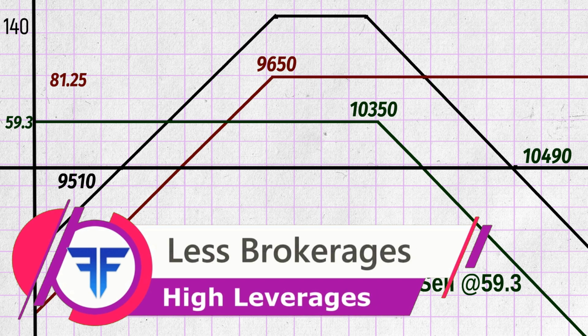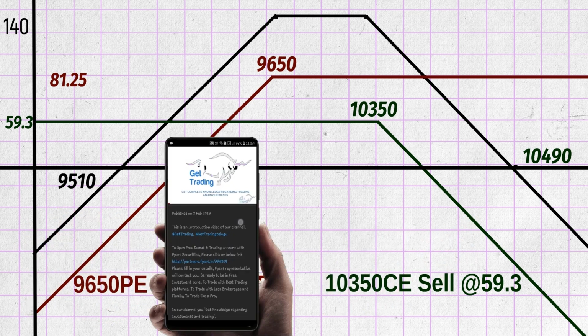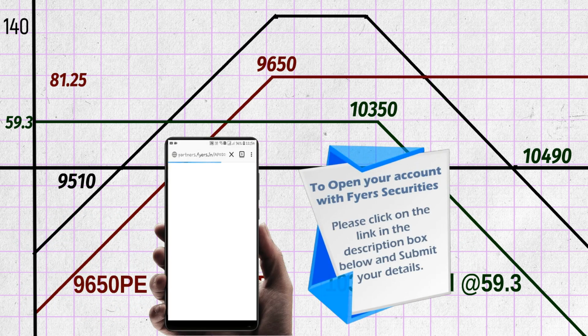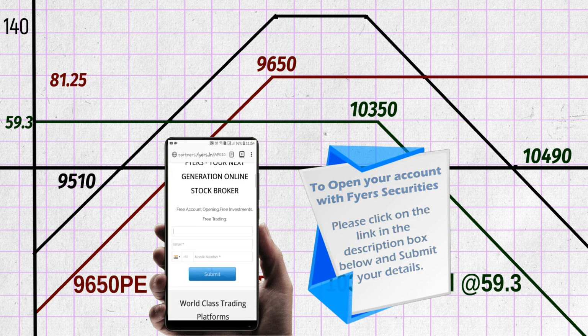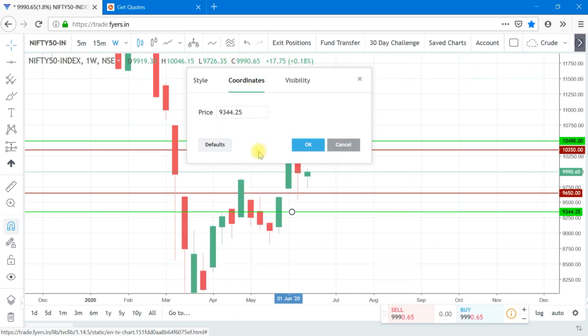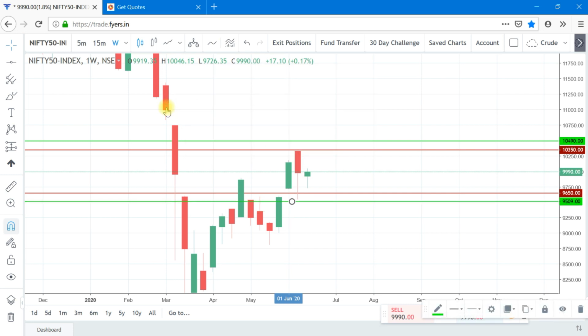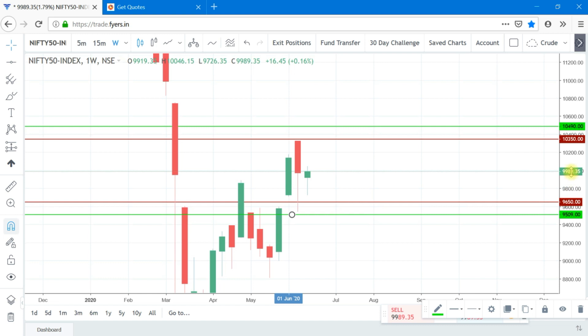We have discussed this payoff diagram very quickly because we had already discussed this in detail in the options payoff diagram and long strangle videos. So if you have any confusion at this point, please see those two videos too. Okay, the upside break-even point is 10,490 and the downside is 9,509. Hope you have understood this.